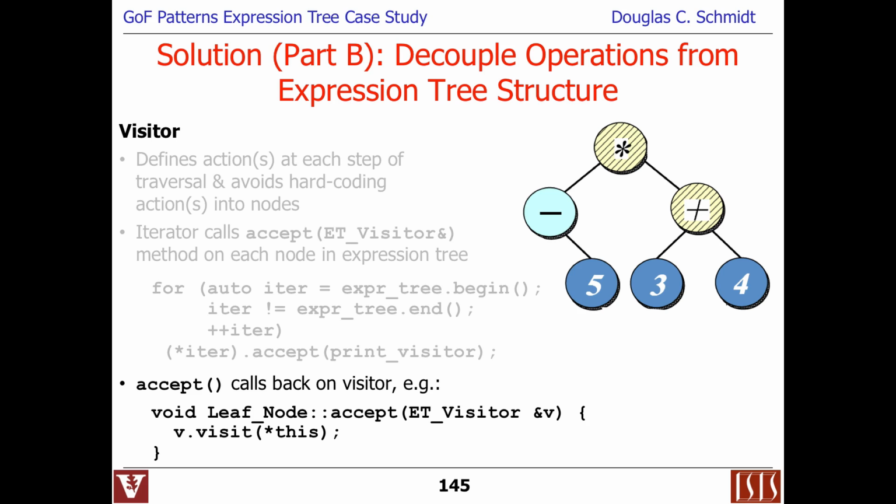Yes, Danny? Is there any reason why when you call the accept function, you don't use the arrow instead of the dereference and then dot operator? No, we could do it both ways.